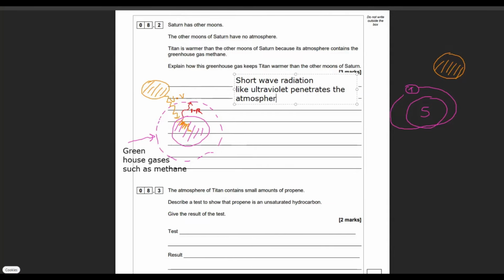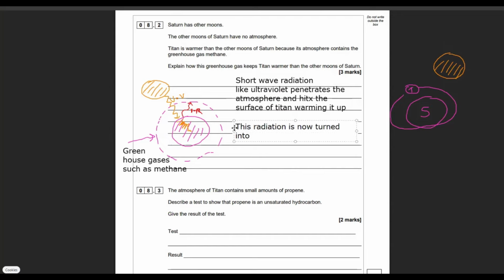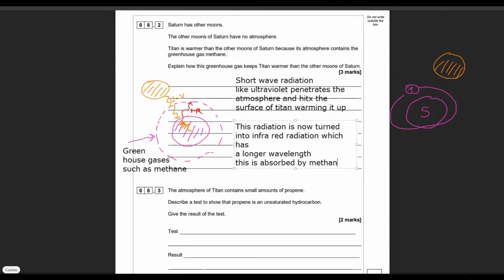And this ultraviolet is an example of a short wavelength radiation the sun releases, penetrates the atmosphere, hits the surface of the Earth, and warms the planet up. Now, if there was no atmosphere, it would just bounce off the Earth as long wave radiation or infrared radiation, and it would just go off into outer space. However, this radiation has been converted into infrared because it's lost some energy, so the wavelength gets longer. And therefore, this longer wavelength is not able to penetrate and get out of the atmosphere into outer space.